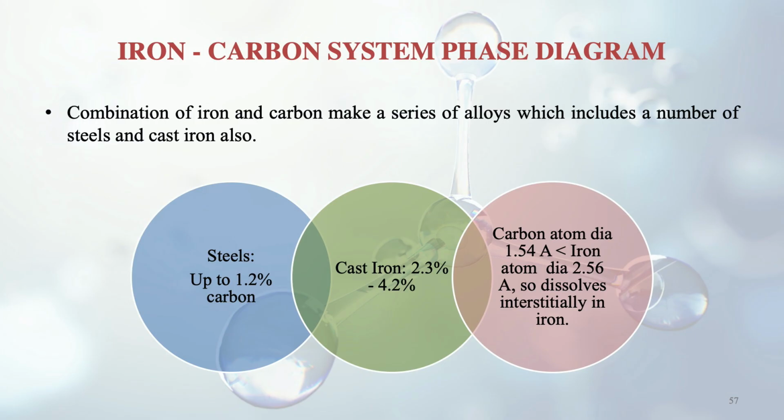Carbon atom diameter is 1.54 angstrom, which is less than the iron atom diameter, which is 2.56 angstrom. So that's why, because of the smaller diameter of the carbon atom, it can dissolve interstitially in iron. Angstrom is a unit which is about 10 to the power minus 10 meters.